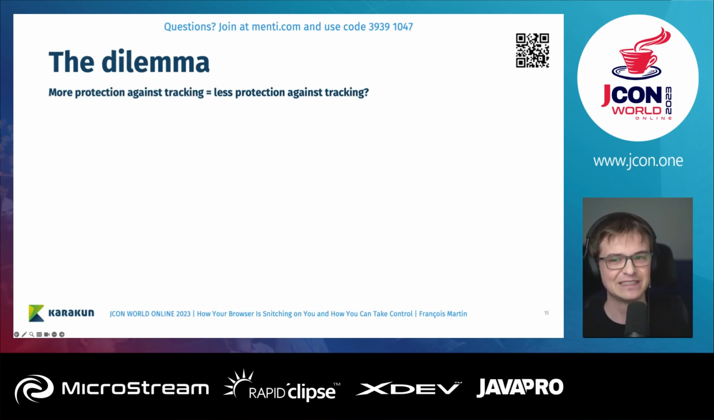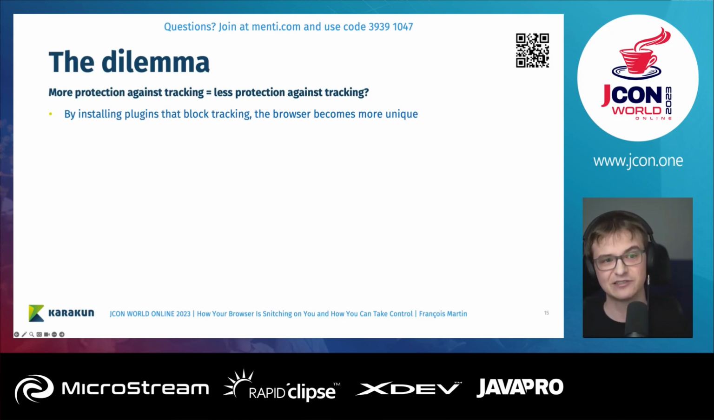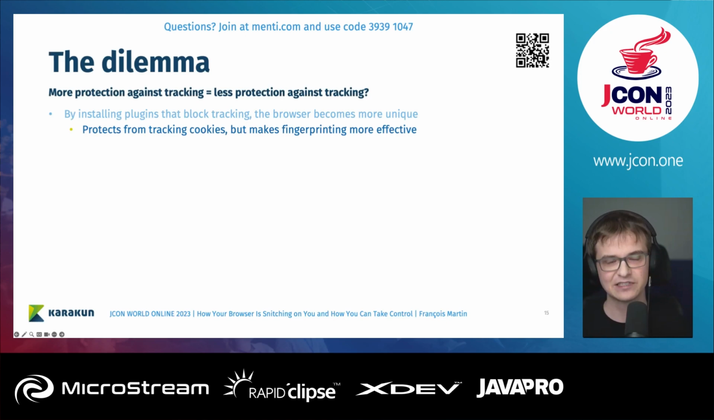So maybe there's kind of a dilemma. It seems like the more we try to protect ourselves against tracking, specifically fingerprinting in this case, the less protection we have, because, for example, if you add randomization, it makes it worse, because you can recognize that it is randomized. Also, by installing a plugin with which you block tracking, the browser becomes more unique this way. This does protect you from tracking cookies, but of course this makes fingerprinting more effective at that point.